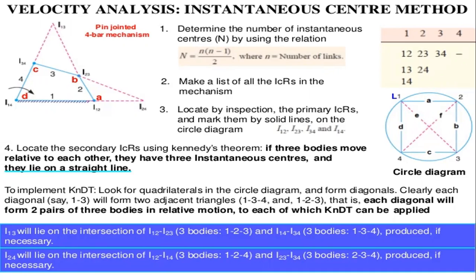And next, make a list of all the instantaneous centers in the mechanism. So make a list of all the instantaneous centers and then locate by inspection the primary instantaneous centers and mark them by solid lines on a circle diagram. So in the right side picture, you can see the circle diagram there. We are going to mark it on that.